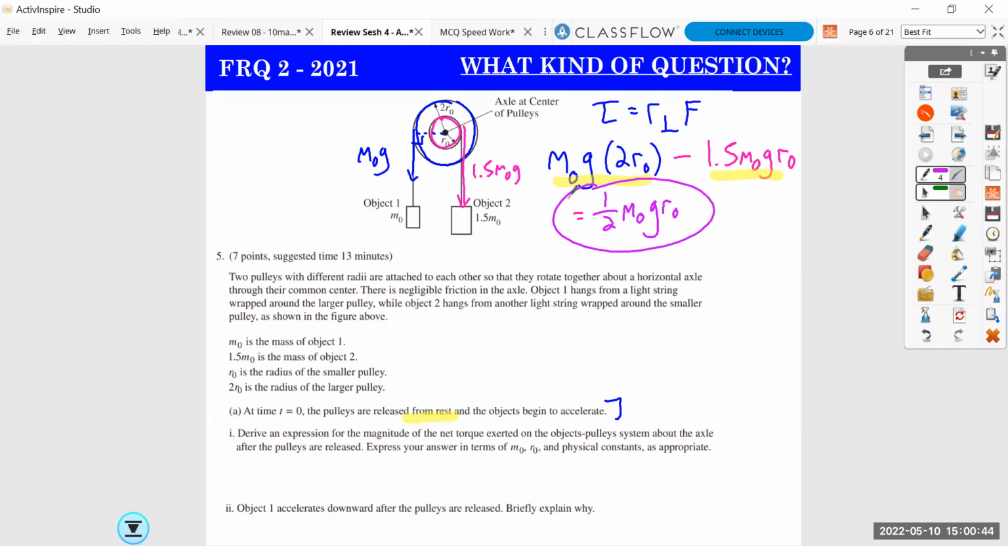It then asks us in question 2, object 1 accelerates downward after the pulleys are released. Why? Well, we declared this direction to be the positive direction, so our net torque is positive, right? You could also argue that the torque from object 1 is greater in magnitude than the torque from object 2, so the object's going to rotate in the counterclockwise direction.